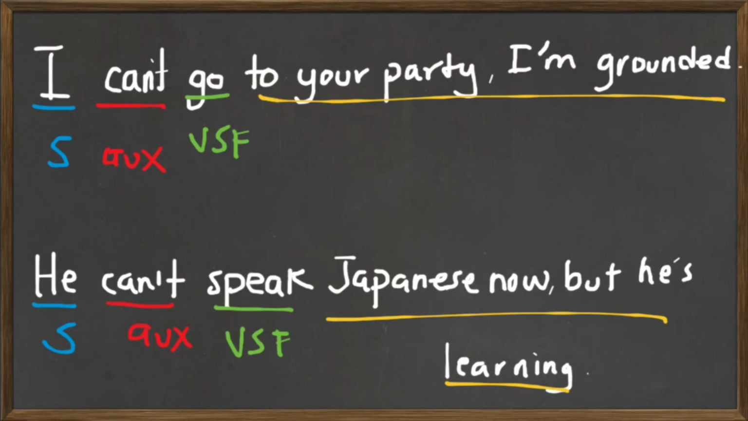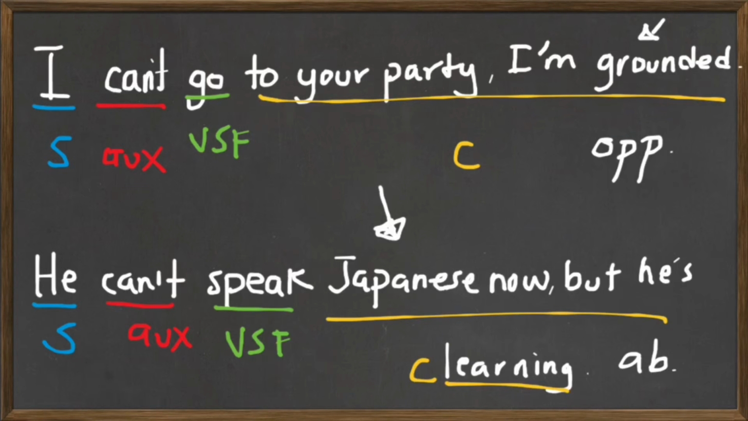All right. Let's look at the complements again. To your party, I'm grounded, and Japanese now, but he's learning. In the first one, we have the idea or the sentence, I am grounded. This tells me that I don't have the opportunity to go to your party. And the other one, we're talking about language ability, which is Japanese, so that refers to an ability.